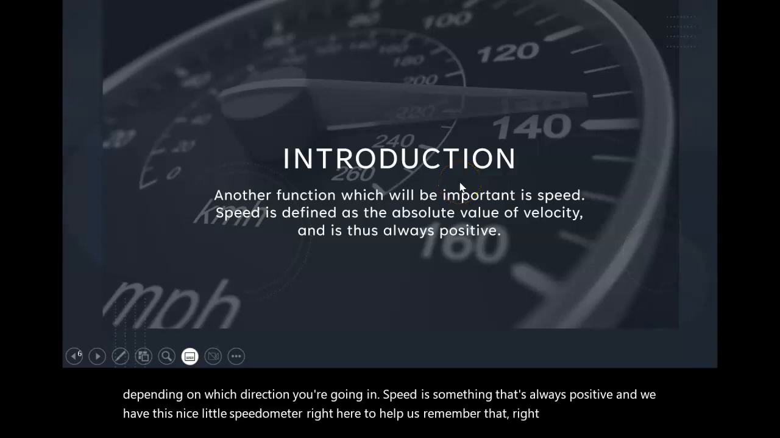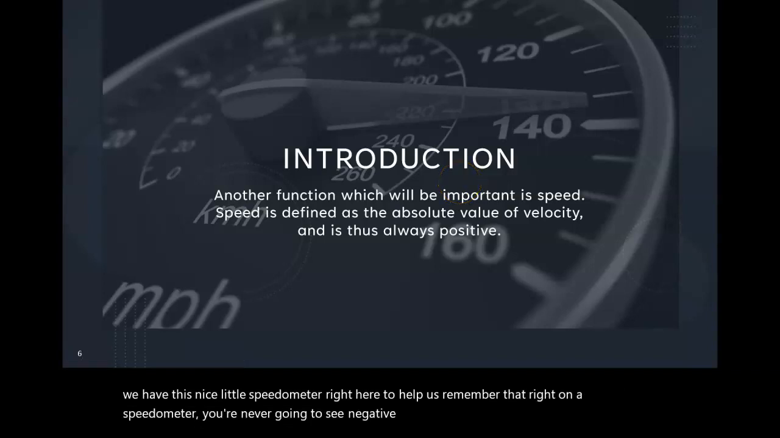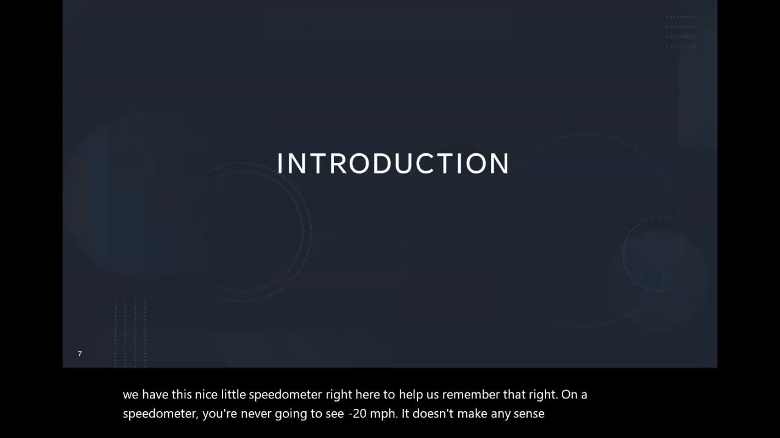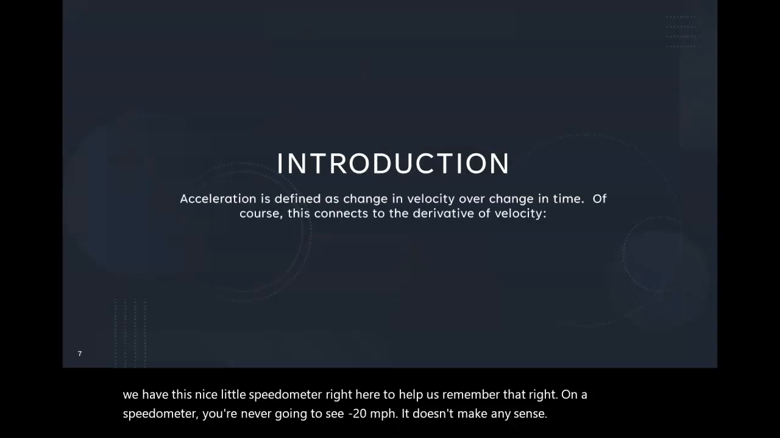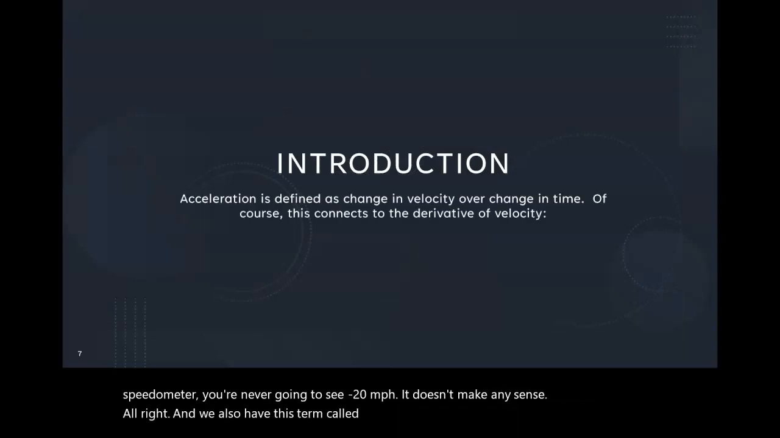On a speedometer, you're never going to see negative 20 miles per hour. It doesn't make any sense. All right, and we also have this term called acceleration, which is defined as the change in velocity over change in time. All right, that'll be key to understand.